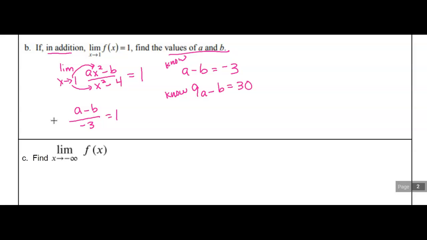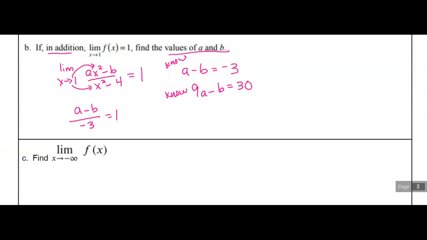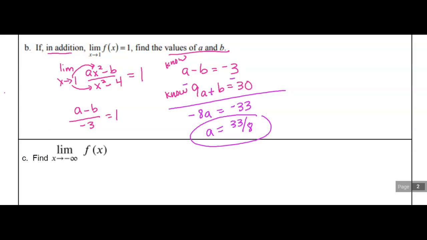You can do substitution, elimination, however you want to solve it. I am a big fan of elimination. So what I'm going to do is multiply everything by a negative 1 and add these together. So I get negative 8a, the b's cancel, is equal to negative 33, and then divide by negative 8. You don't have a calculator, so you want to leave that alone.